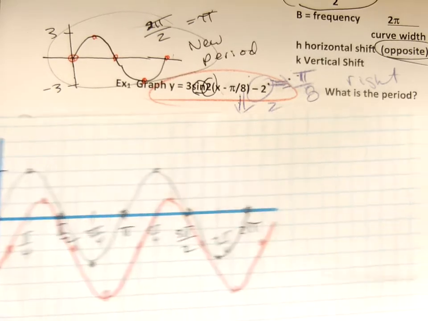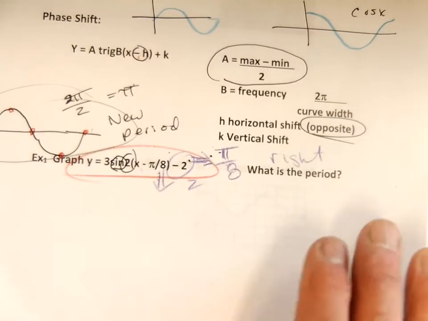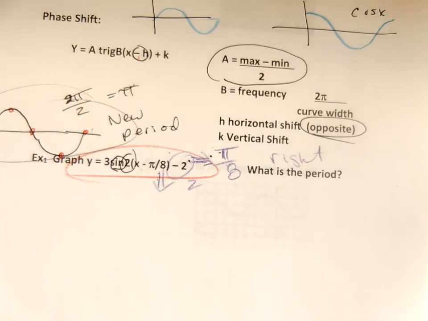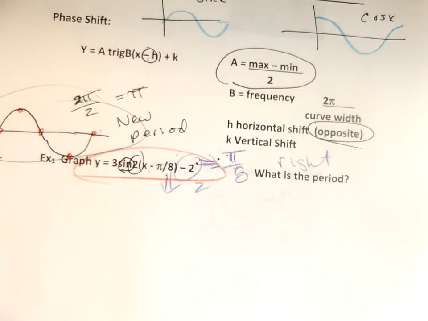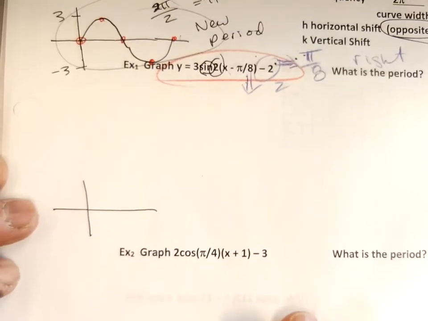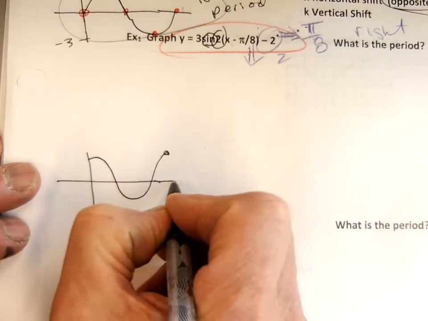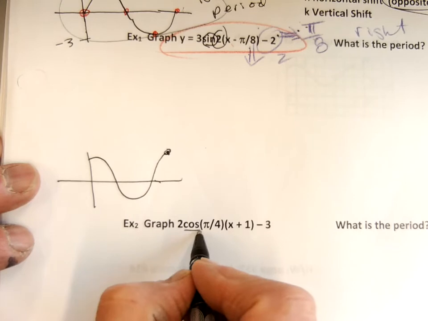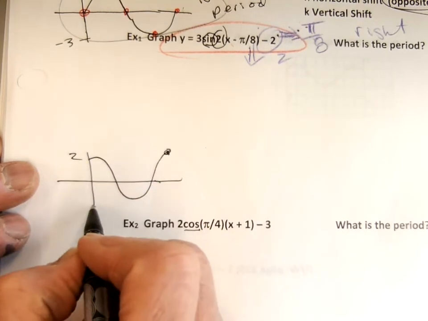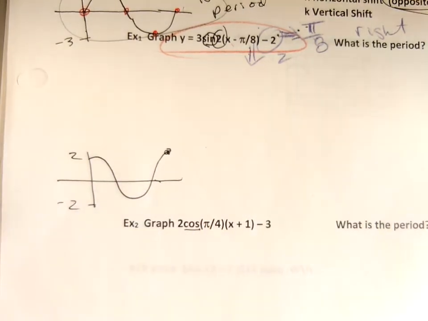Okay, let's take a look at example 2. On example 2, first of all, before I do anything, I'm going to graph a cosine. I know it's going to look something like this. Here's my cosine curve, it's a water slide. From 2 to -2, there's my amplitude.